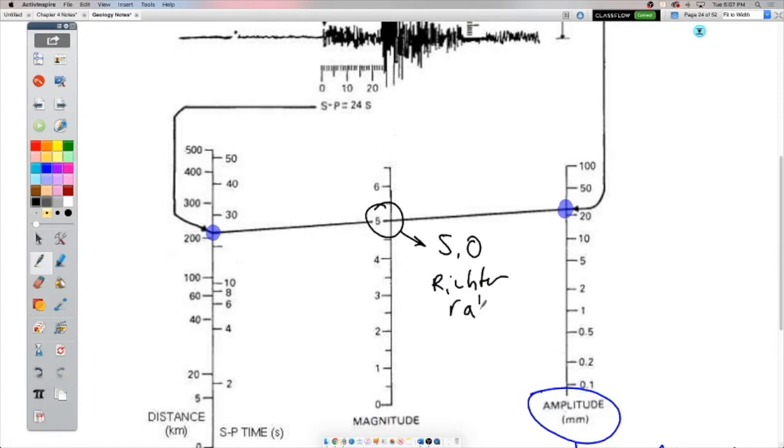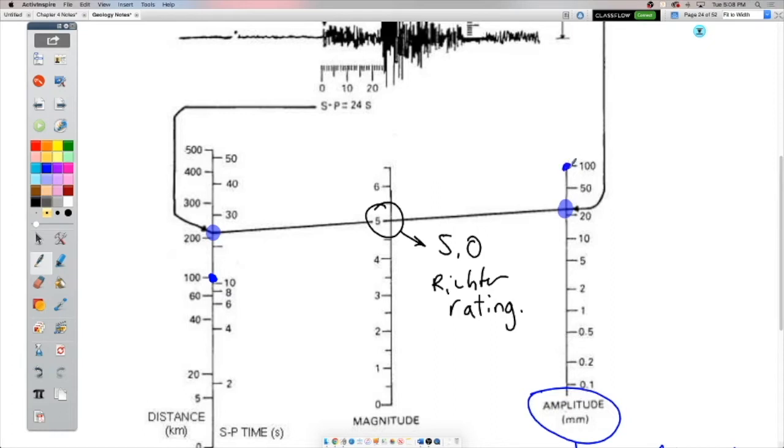Now, again, remember the cool thing about this scale is that it works no matter where you are. A 5.0 is a 5.0 is a 5.0. So what I mean by that is, what if we were closer to the earthquake? We'll pretend if we were closer, the distance wouldn't be as far and the SP time wouldn't be as far. So maybe we would be down there, right? Maybe that's what the distance would be that we calculated. Well, if we were closer, would we feel bigger shakes, bigger waves up here, or would the waves be smaller down here? Well, they would get bigger, right?